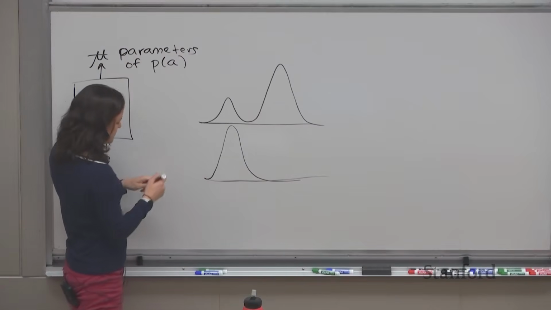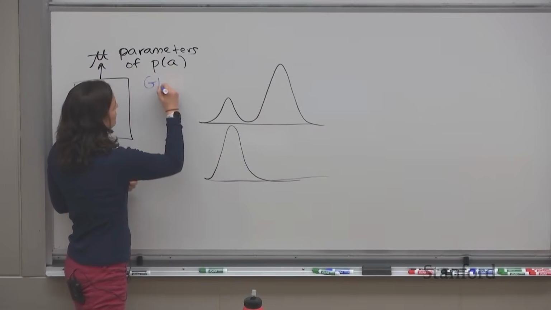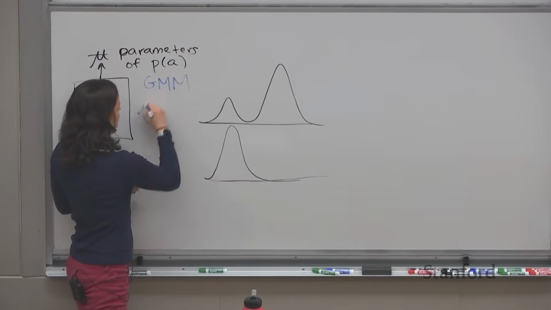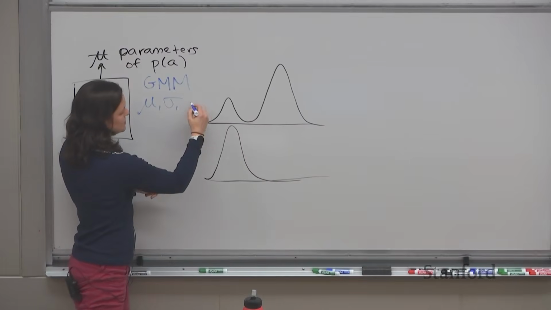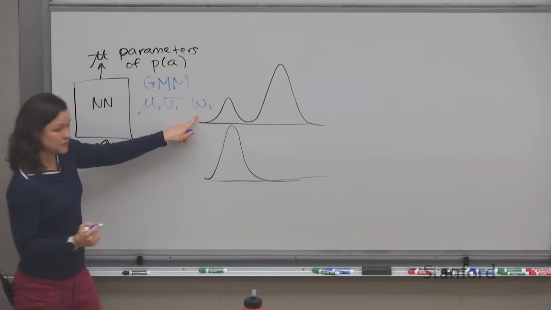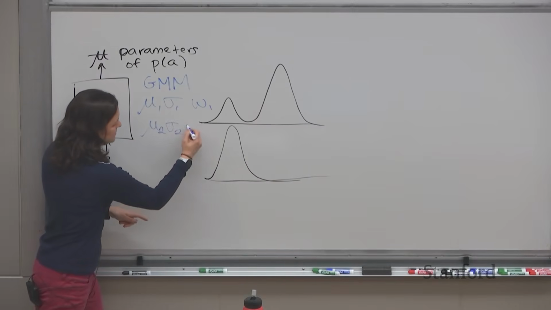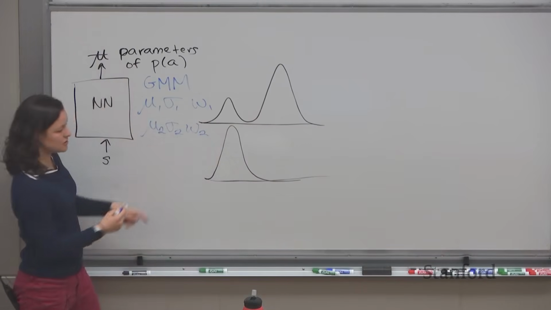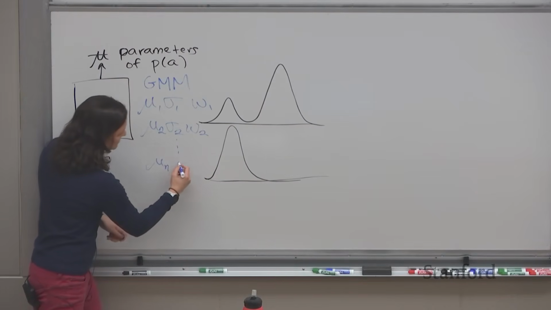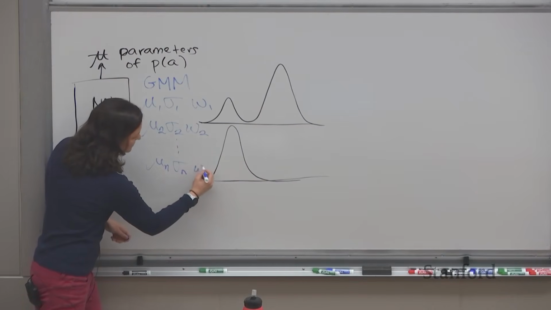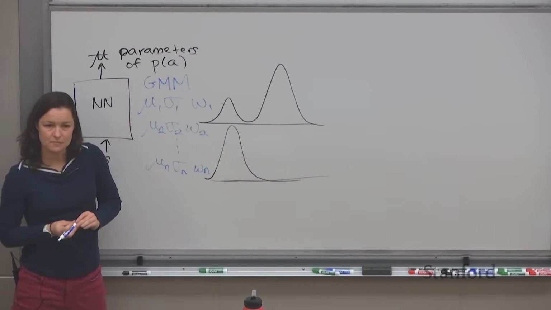And so in the case of a GMM, it will output the mean, standard deviation, and weight associated with one Gaussian, also the mean, standard deviation, and weight of a second Gaussian, and so on. If you have n different components, it will output n different sets of parameters for the different Gaussians.